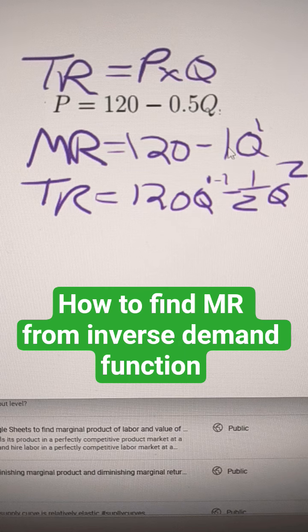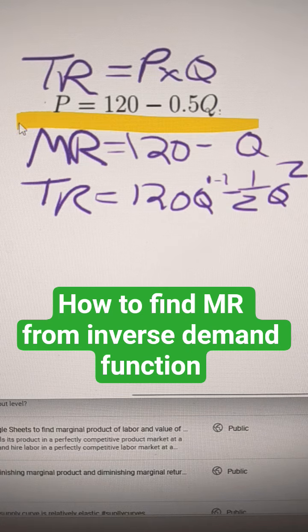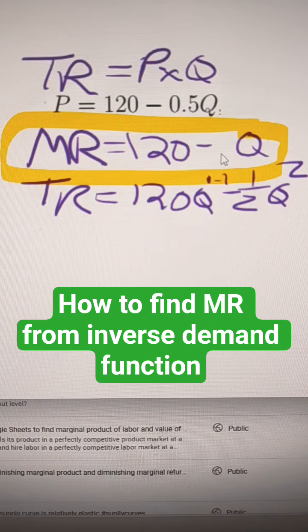Now I don't need to write it that way. I don't need to write 1Q to the 1 because Q to the 1 is just Q. And then I don't need that particular 1 right on there. So your marginal revenue from that inverse demand function is right here.